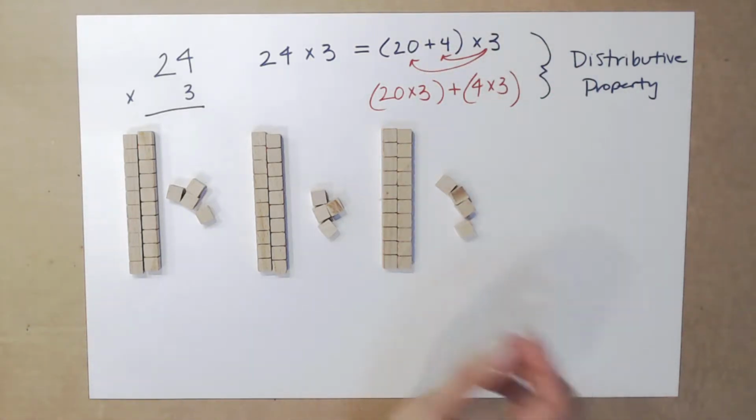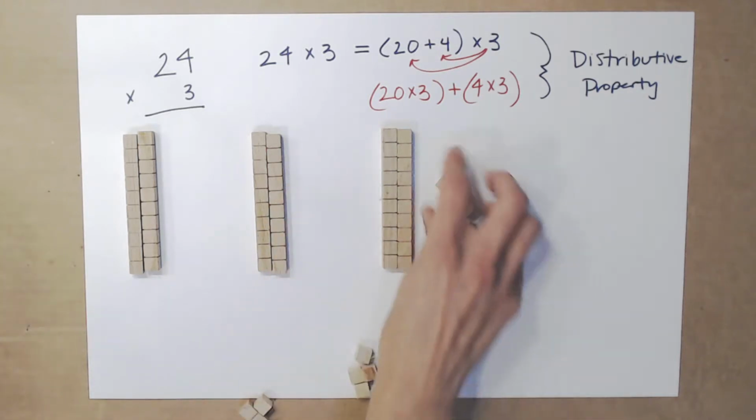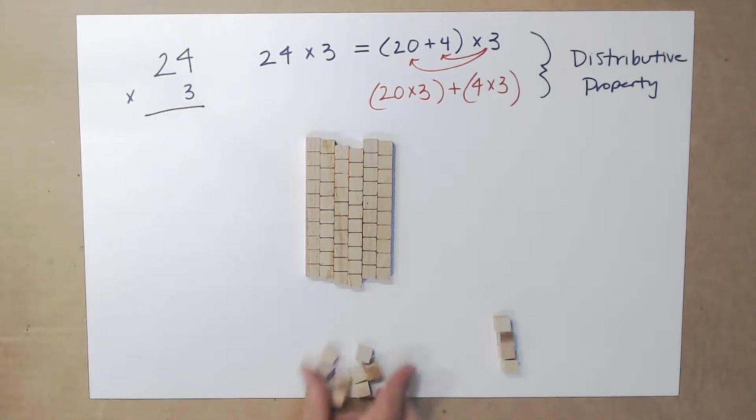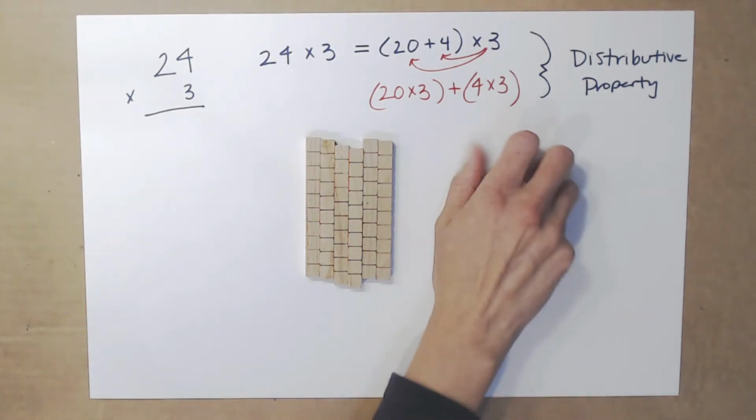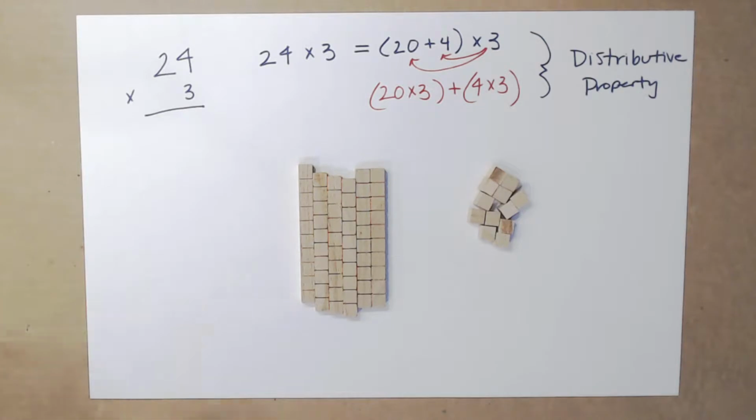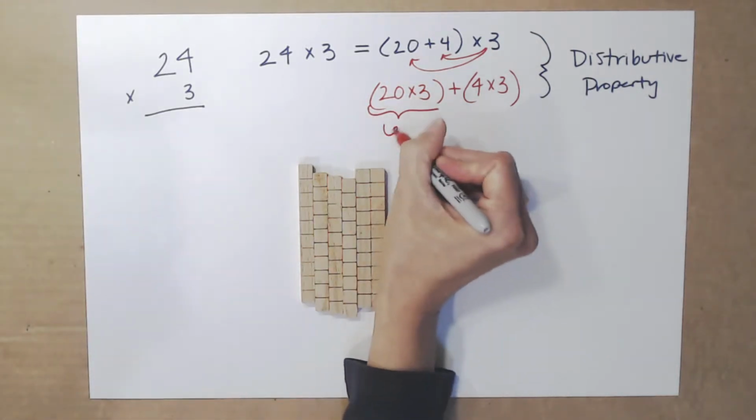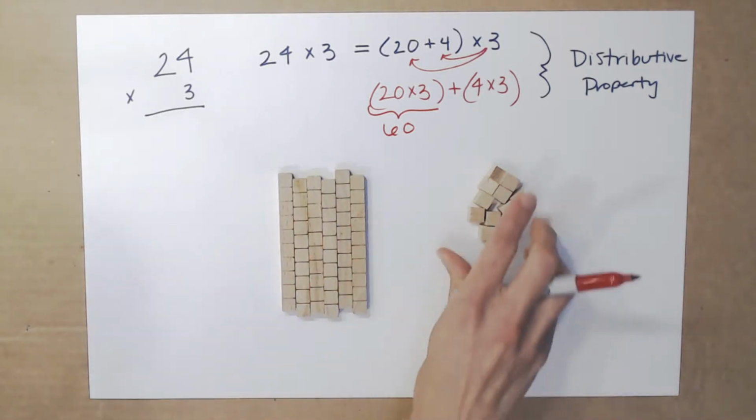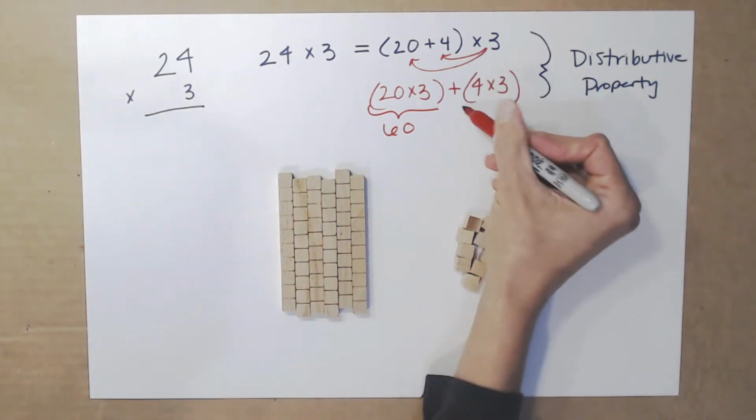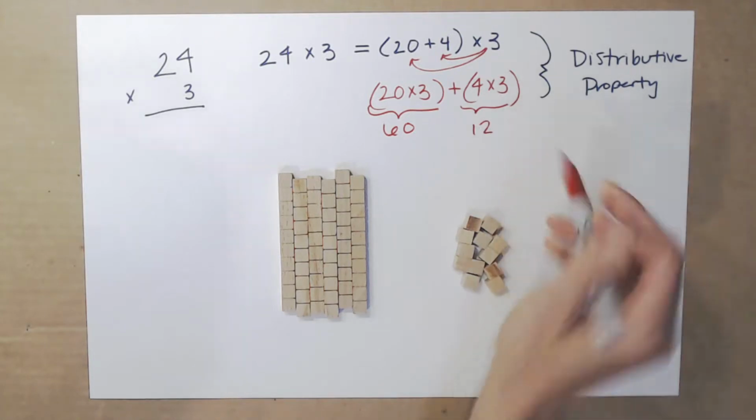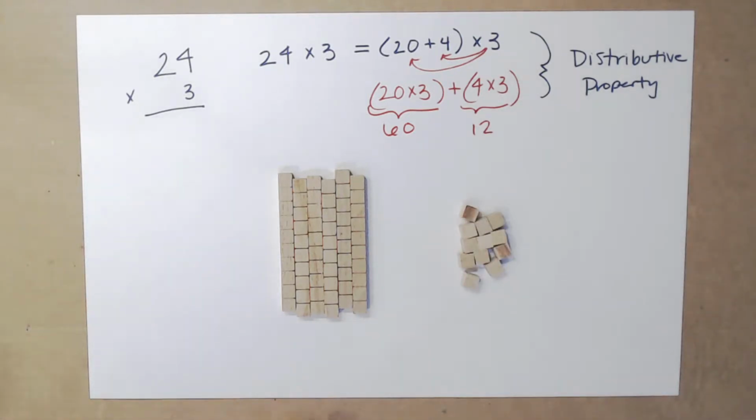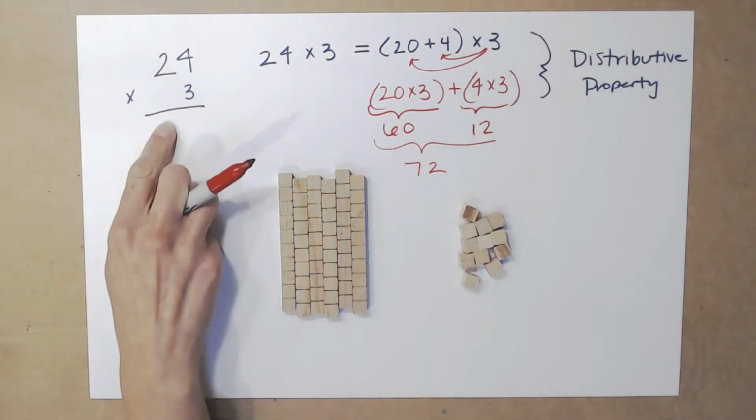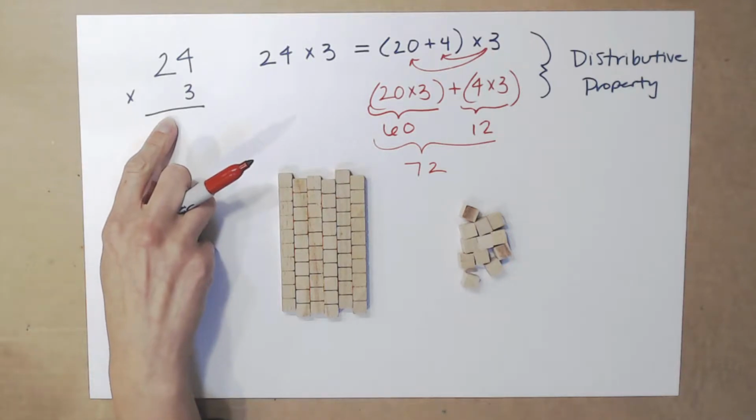Okay, so in this particular problem, that would mean that we could take our 20 times 3 first, and then we can take our 4 times 3. So our 20 times 3 would give us 60. 10, 20, 30, 40, 50, 60. And our 4 times 3 would give us 12. And then we could add them together, and we would get 72. So the answer to 24 times 3 is 72.